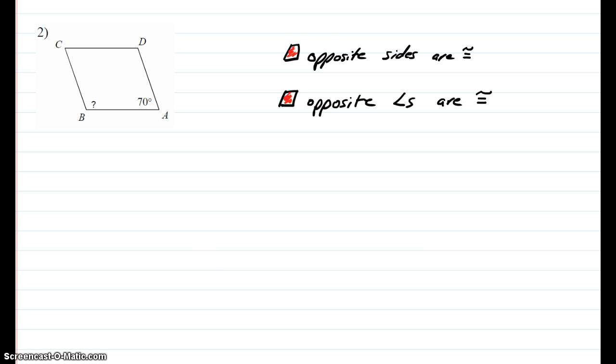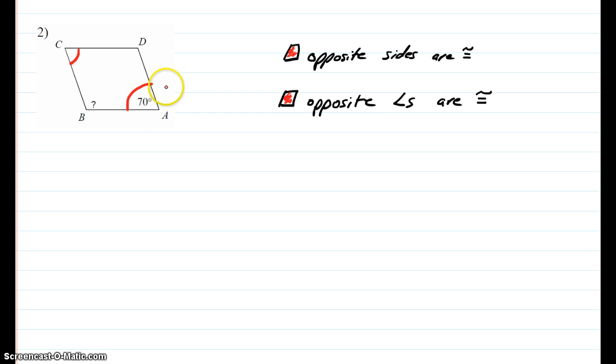All right, so now let's go back to number 2. Opposite sides are congruent. That's true, but it doesn't help us for this one. Opposite angles are congruent. So I know that this angle here is 70 degrees, and its opposite angle is angle C. So I know this is also 70 degrees. So that property doesn't help us.